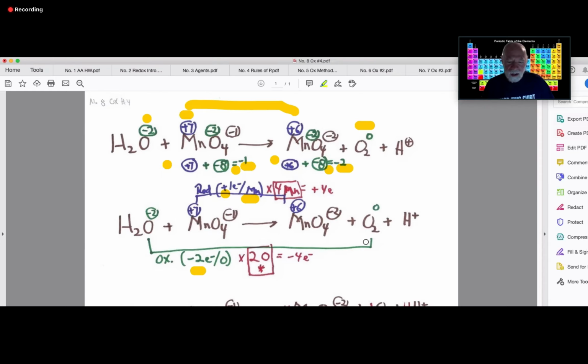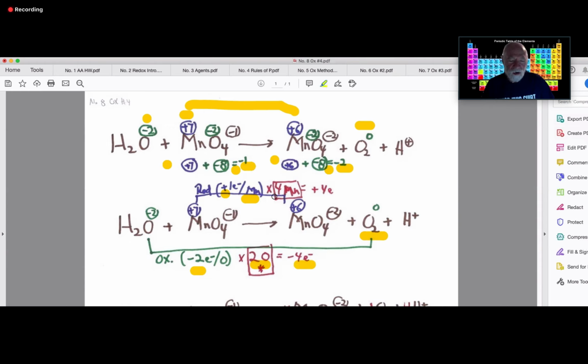Look on the right-hand side. The minimum number of oxygens I could take is 2. So I decided, notice this star here, I have to take a minimum of 2 oxygens. So 2 times 2 means a loss of 4 electrons. How can I gain 4 electrons?